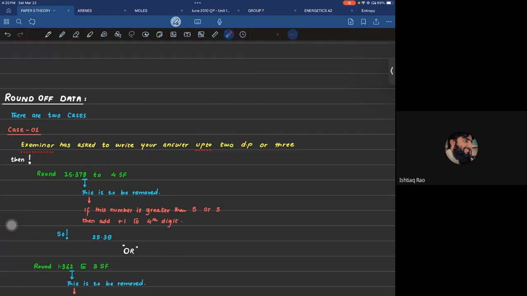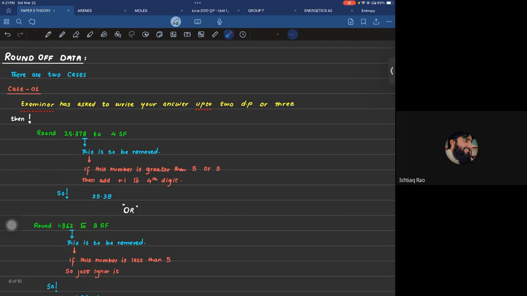Then we have to see if this number is greater than 5. If this number is greater than 5 or equal to 5, then add +1 to the fourth digit. So of course the answer would be 25.38. I have rounded off the number which had 5 significant figures into a number having 4 significant figures. Then I have to round this data into 3 significant figures.